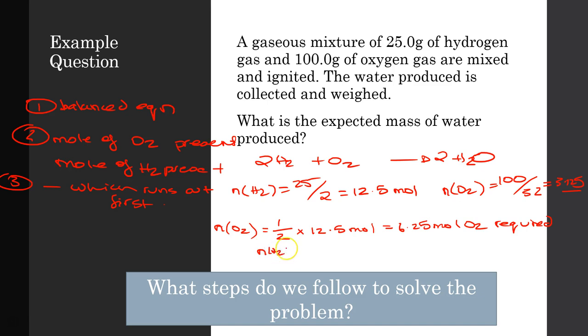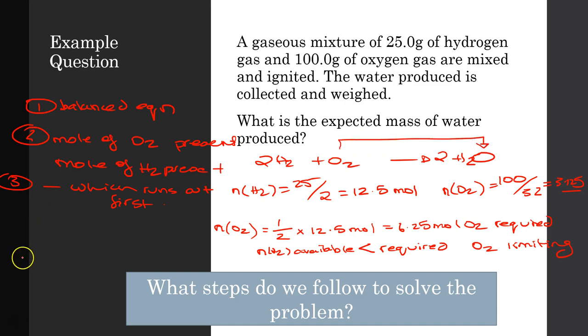So n of oxygen available, how much was put in the flask, is less than what is required. So this means that oxygen will be my limiting reagent. It will run out before I get the amount of hydrogen reacted that I want. So the amount of water that I can produce will be based on the amount of oxygen, because it will run out first.